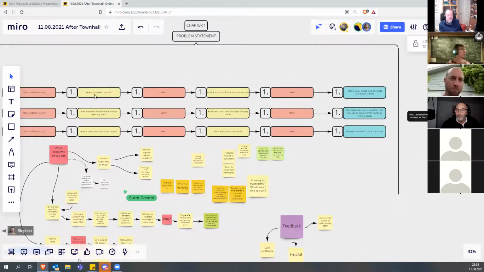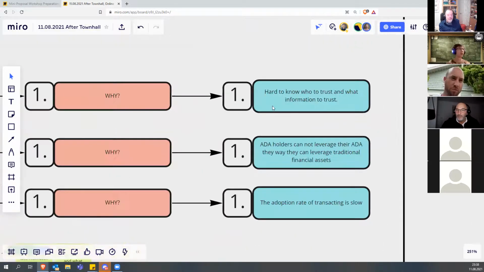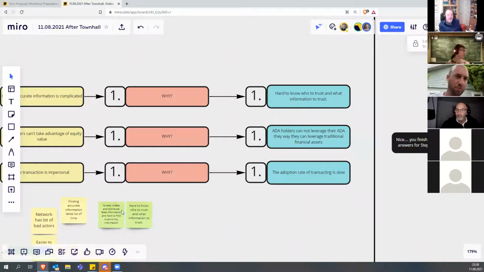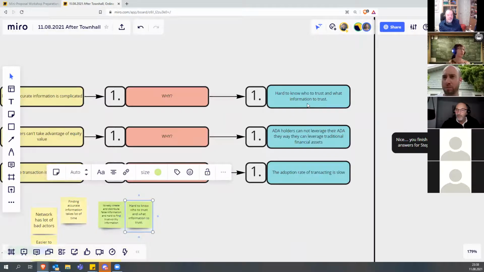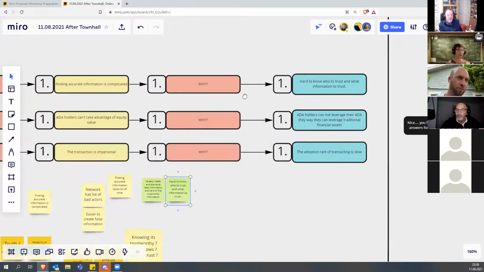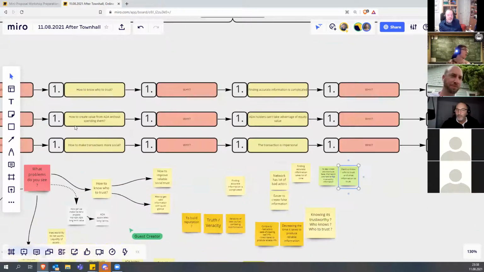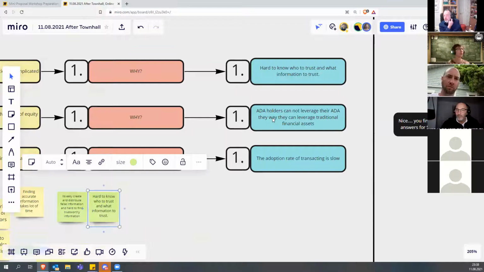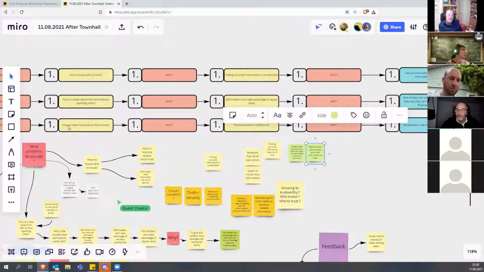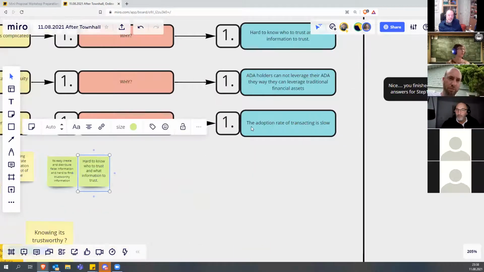When we started with how to know who to trust, we made it into a problem statement: hard to know who to trust and what information to trust. It's a problem statement which, if you agree, then you're going to read the proposal. Next one was how to create value from ADA without spending them: ADA holders cannot leverage their ADA the way they can leverage traditional financial assets. And finally, how to make transactions more social. We ended up with: the adoption rate of transacting is slow.